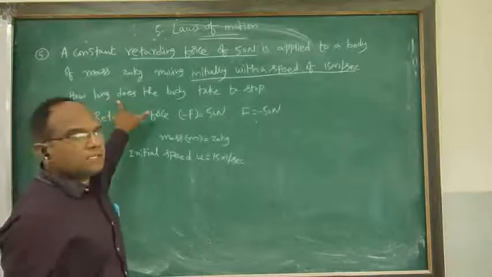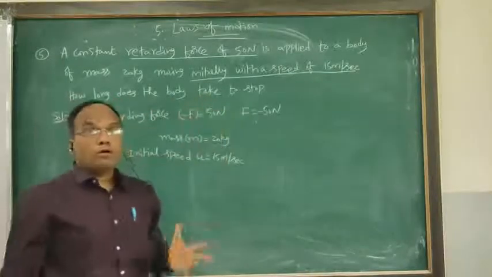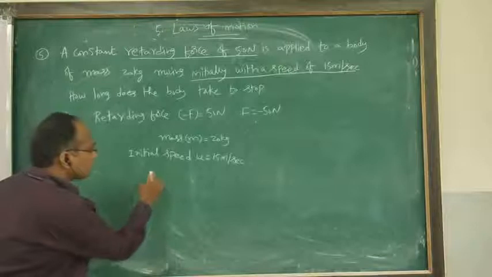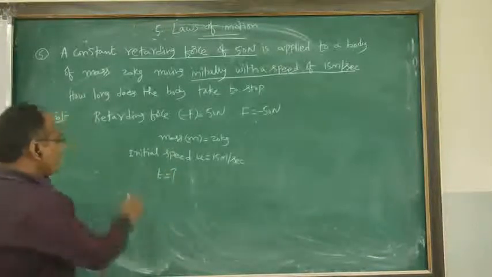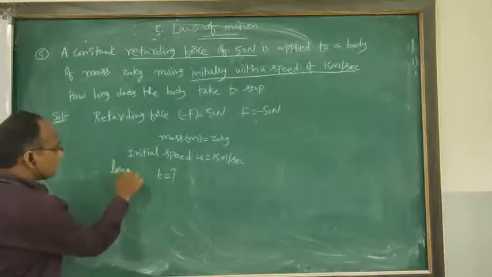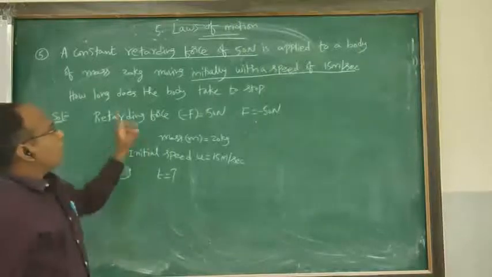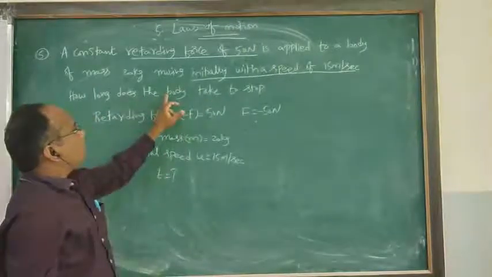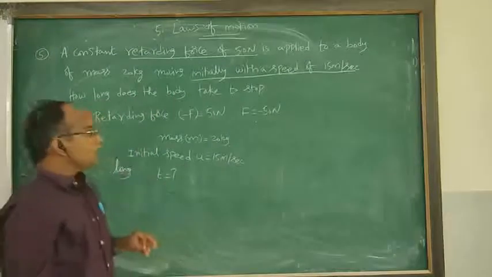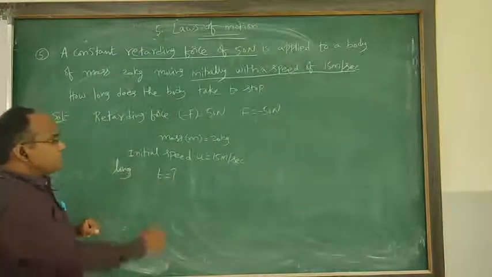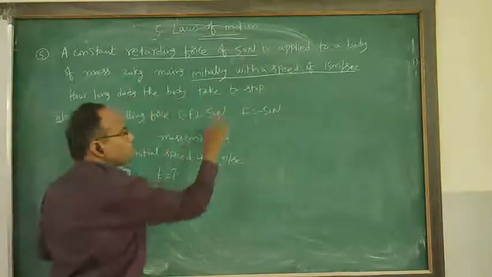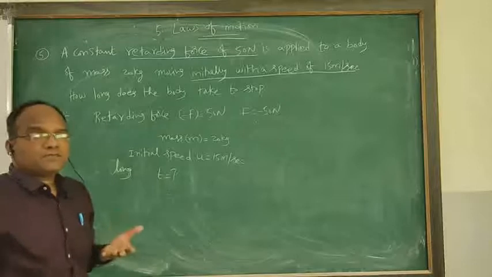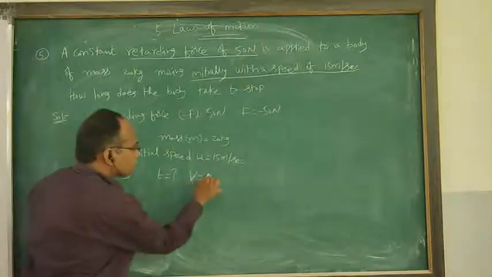How long does the body take to stop? How long means what? Nothing but time, t is equal to question mark. Initial speed is given. How long does the body take to stop means up to where it is stopping, so what is the final velocity? We don't know, so the final velocity is 0.